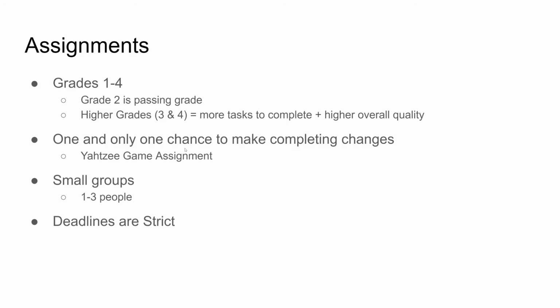A little bit special for this course, and definitely a step up from the first year courses, is that you have one and only one chance to make completing changes or fixes to your assignments if you fail it. If you still do not manage to reach the passing grade, you have to do another assignment. Traditionally, this has been a Yahtzee game. You are allowed to work in small groups of 1 to 3 people. If you are usually a study group of 4, then you split into 2 groups of 2. Also remember, the deadlines are strict.